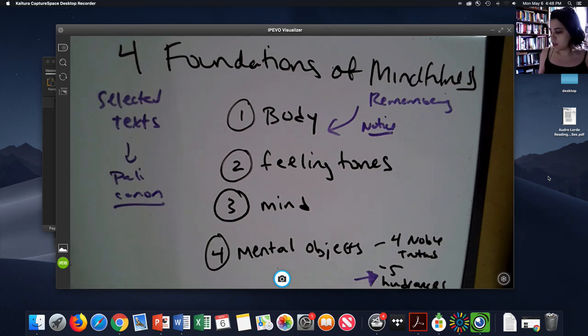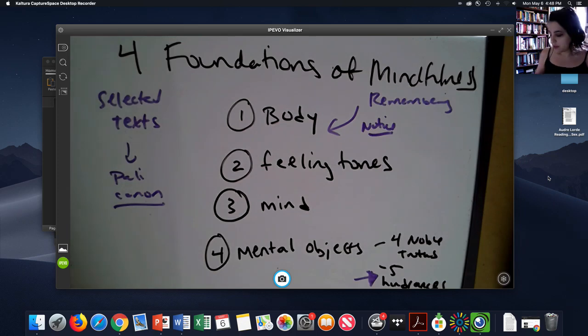So the first foundation is body, specifically thinking about the breath and the posture of the body. And posture can also be, if you're standing, to notice you're standing. If you're laying down, to notice you're laying down. So can you just notice that that's even happening?